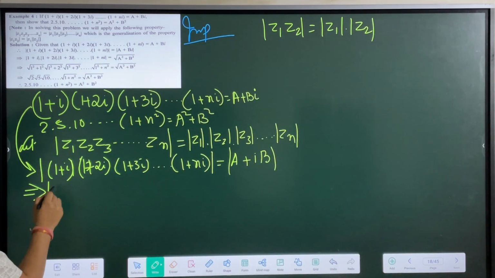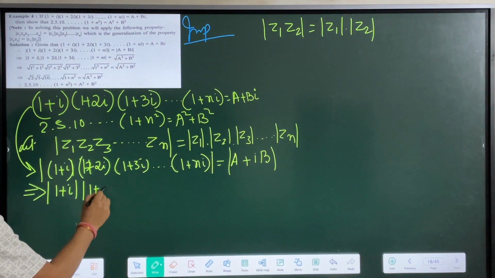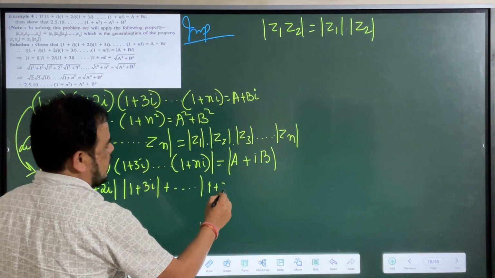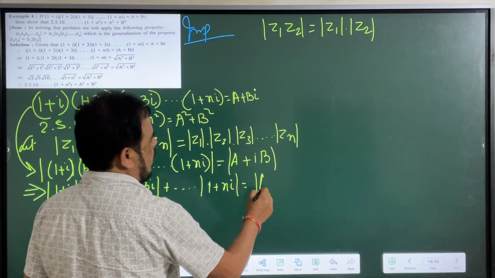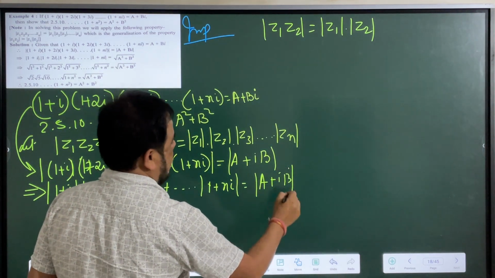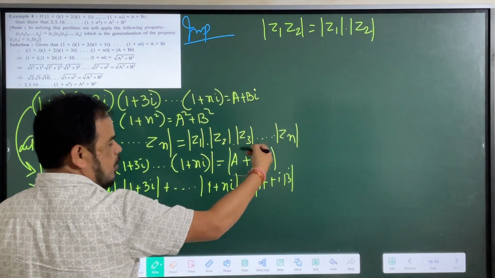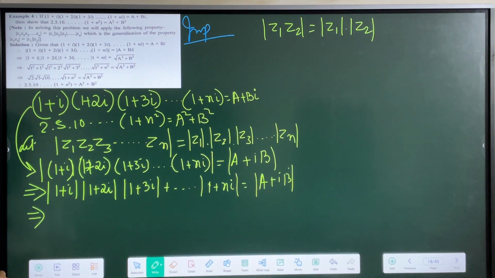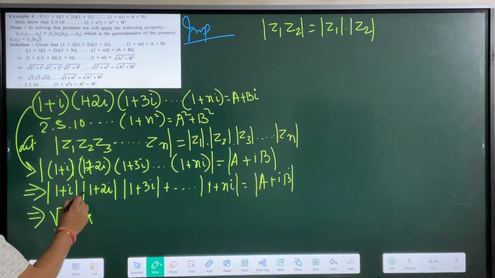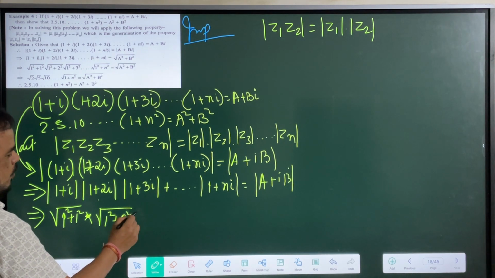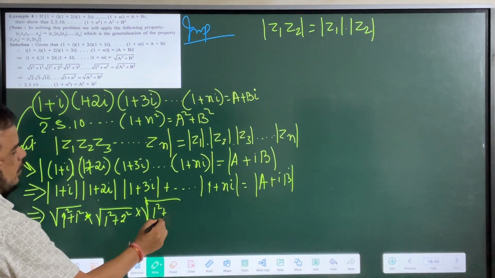So the same thing here. Modulus of 1 + i, modulus of 1 + 2i, modulus of 1 + 3i, ..., modulus of 1 + ni is equal to modulus of A + iB, which is the square root of A² + B². Then modulus of 1 + i is the square root of 1² + 1², modulus of 1 + 2i is the square root of 1² + 2², modulus of 1 + 3i is the square root of 1² + 3².